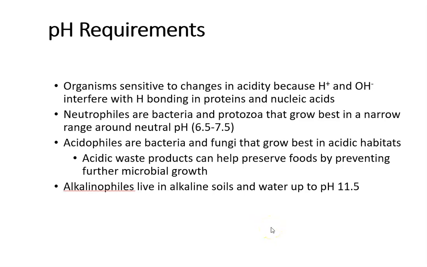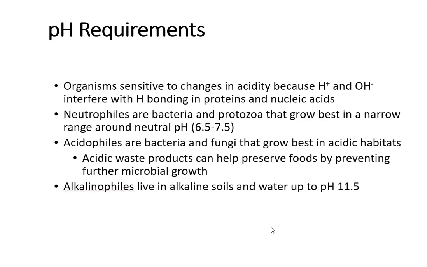Then we have pH requirements. All right, organisms can be very sensitive to acidity. Some of them like acids, some of them like bases. Most of them like it neutral. They like a pH between 6.5 and 7.5, somewhere in there. That's most of us. So most of the bacteria and the protozoa grow best in that normal range. Gee, that's our normal range. These guys are adapted to us.